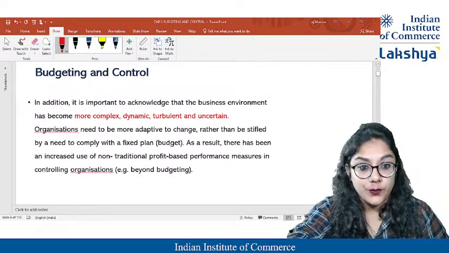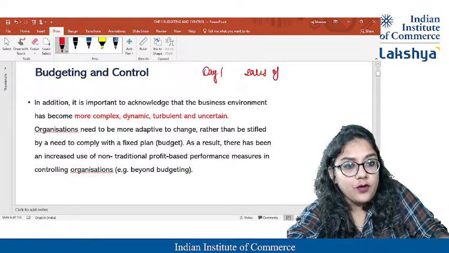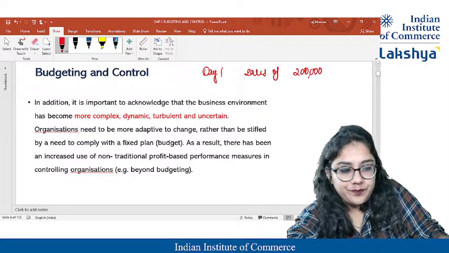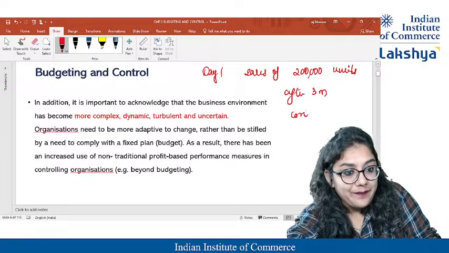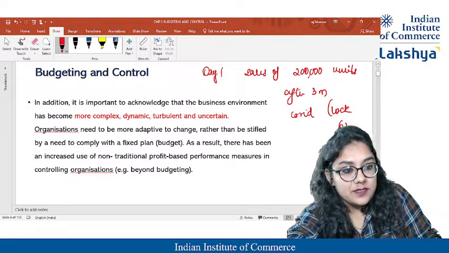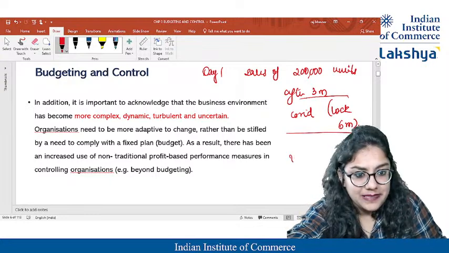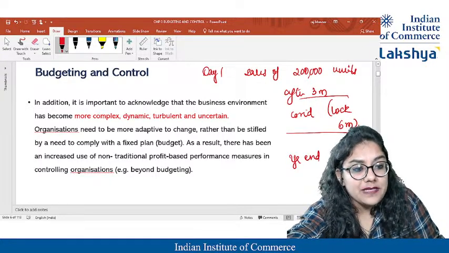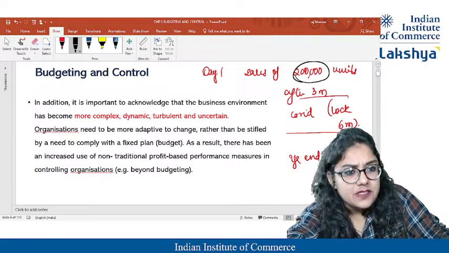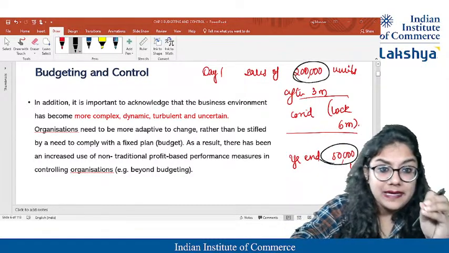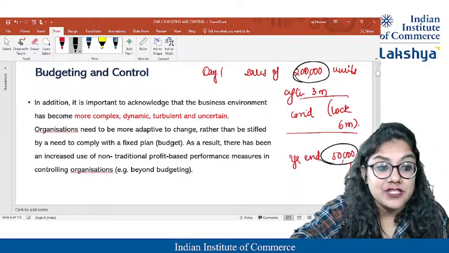Okay, because we know, for example, on day one, I thought my company should make sales of, let's say, 2 lakh units. After 3 months, COVID came and there was a lockdown for, let's say, 6 months. Oh my God. So by the year end, I could only make a sale of, let's say, 50,000 units. So I made a budget of this much and made a sale of this much. Can I scold my company? You will say, no, ma'am, what will I do? If there is a change in the environment, if there is a change in the factors.